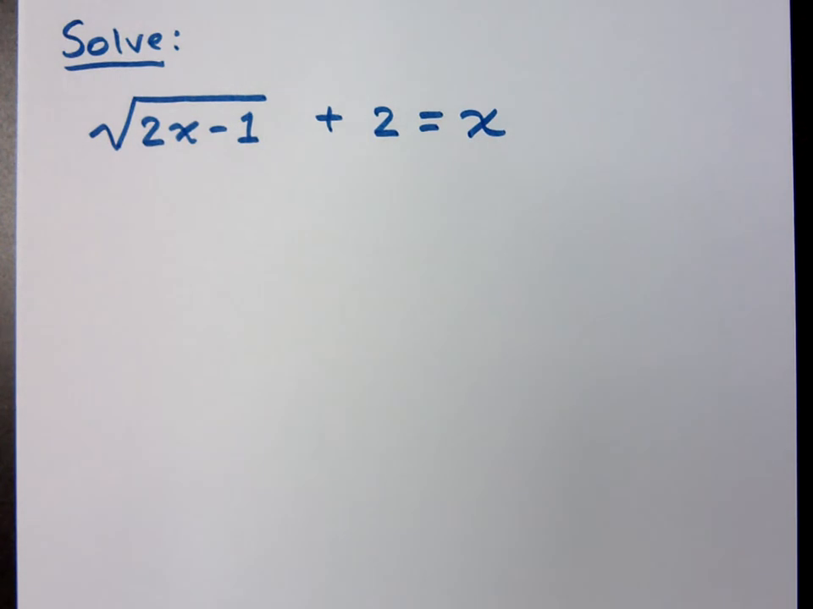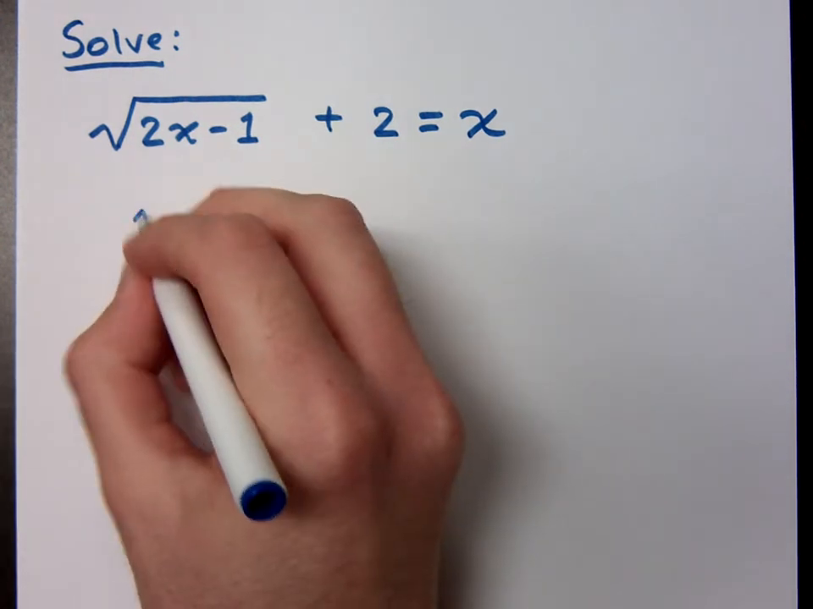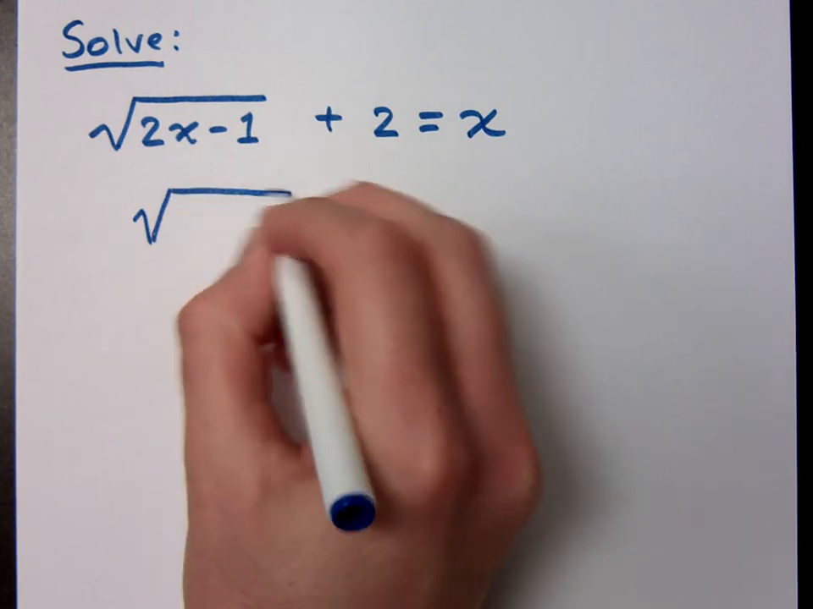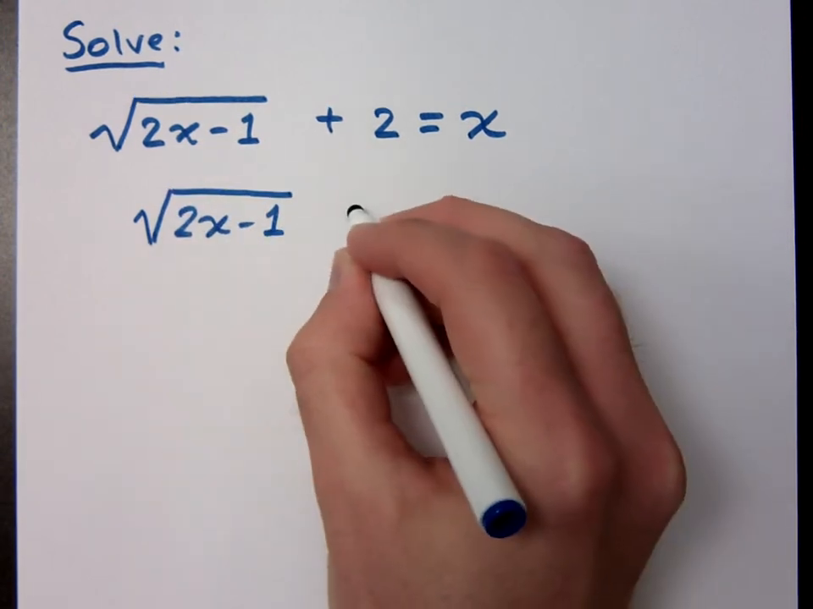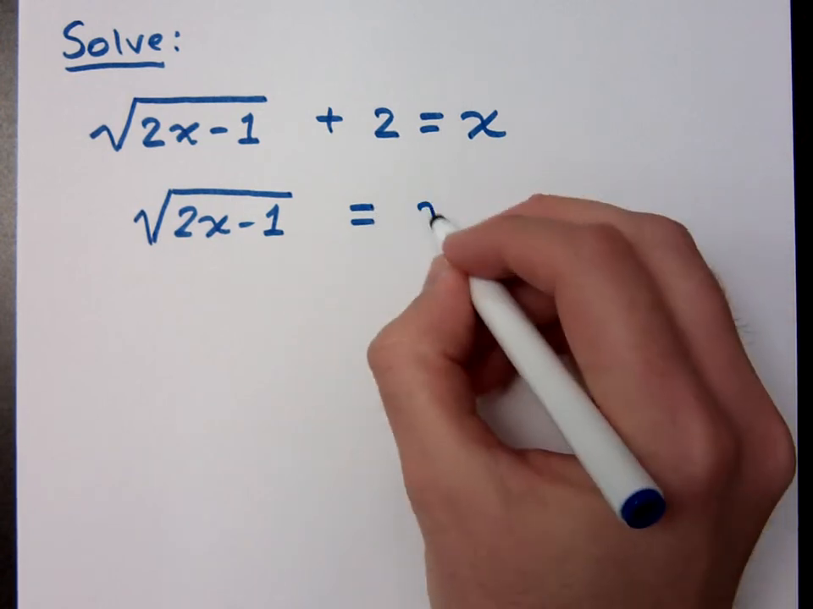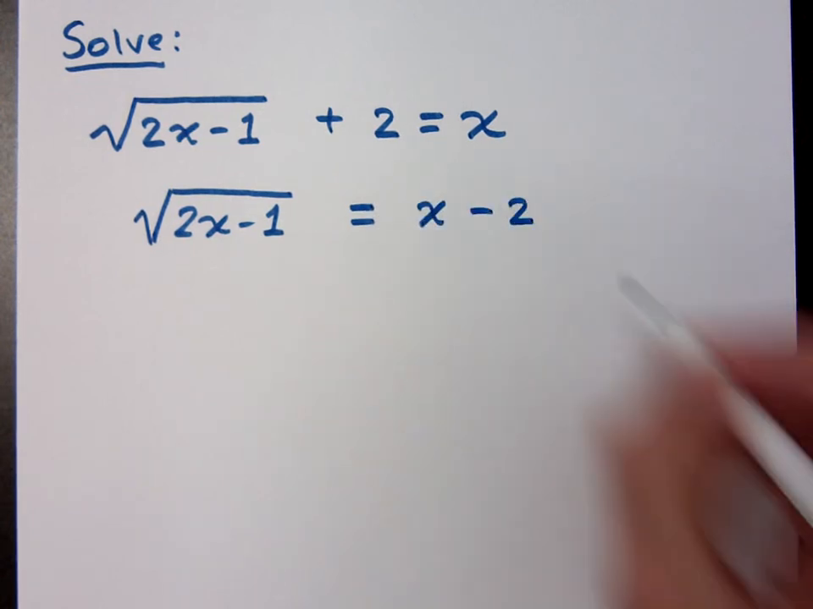All right, let's try our hand at this example. Step one is to do what? You need to isolate the radical by doing what? Move the 2 to the other side, so that gives me the square root of 2x minus 1 by itself is equal to what? It's equal to x minus 2.